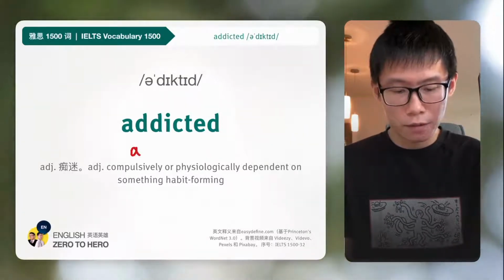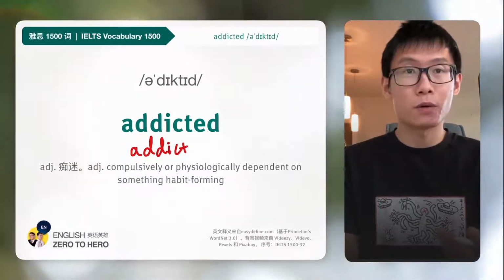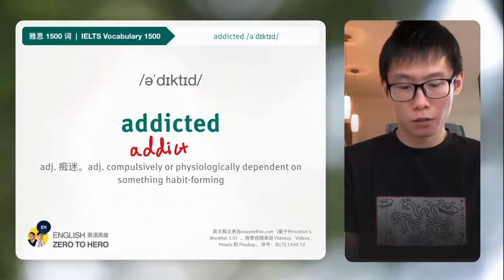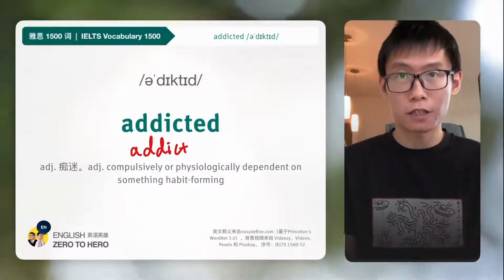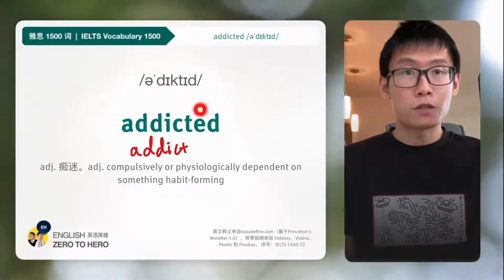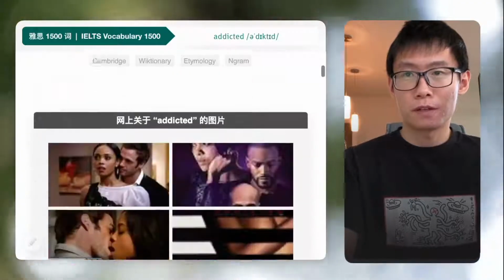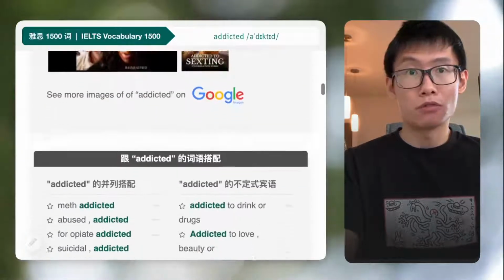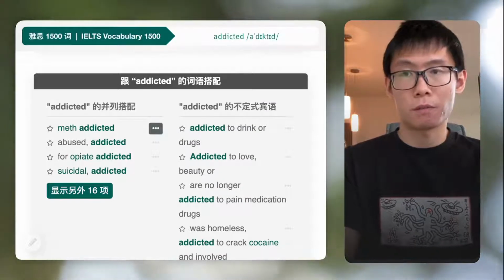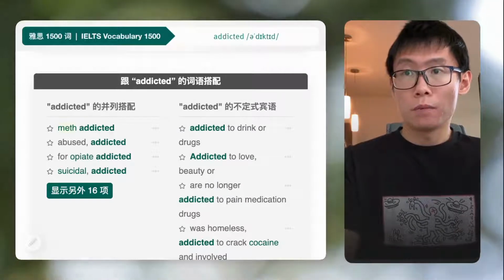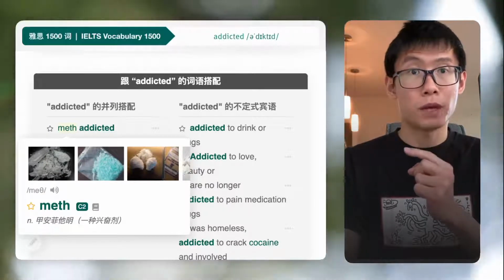To addict is to make someone hooked on something, 就让人上瘾，这是 addict，让一个人上瘾，这是 addict。Addicted 就是被上瘾，就是上瘾了，那这意思。For example, people can be addicted to drugs, right? The druggies can be addicted. Meth addicted, so that's addicted to this drug called meth, right?